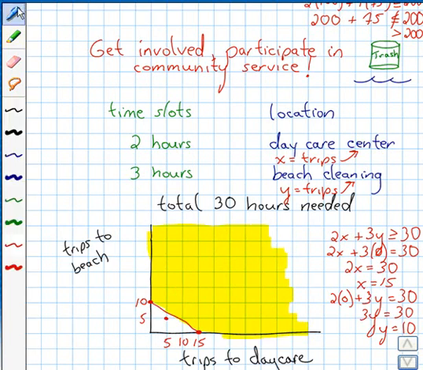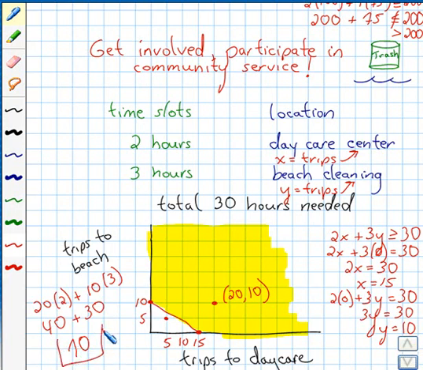And you'll notice something like, let's go with 2010. Okay, so 20 to the daycare, that's 2 hours for each time slot, plus 10 trips to the beach with 3 hours for each trip. That's 40 right there, and 30, that's 70 hours of community service, which is way beyond what we needed, but does a great service for the community.